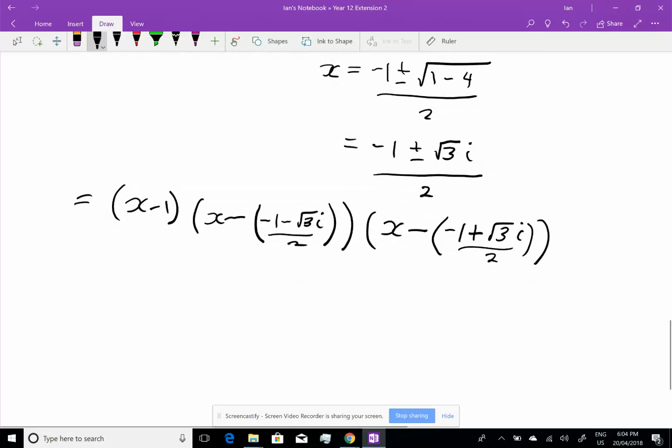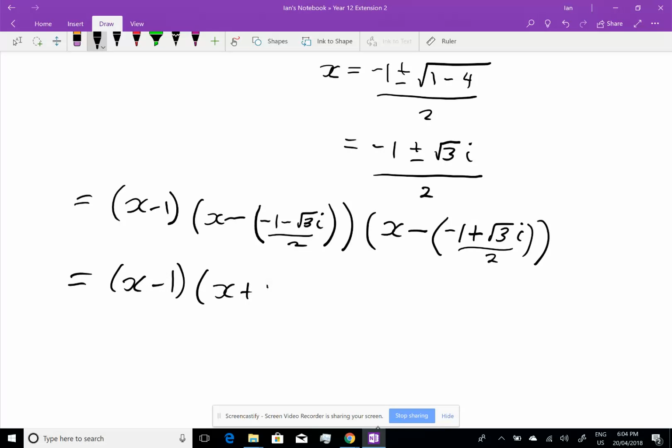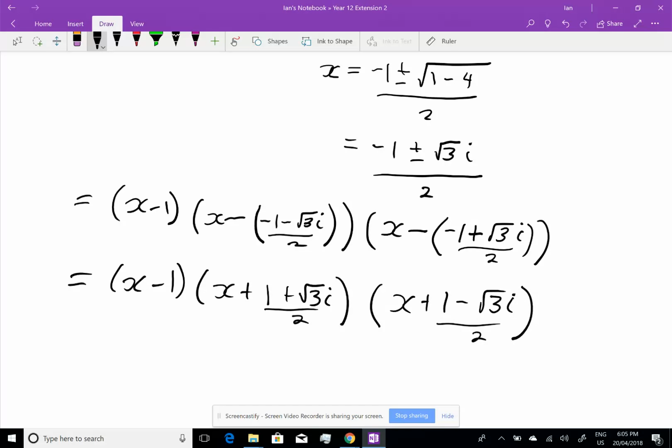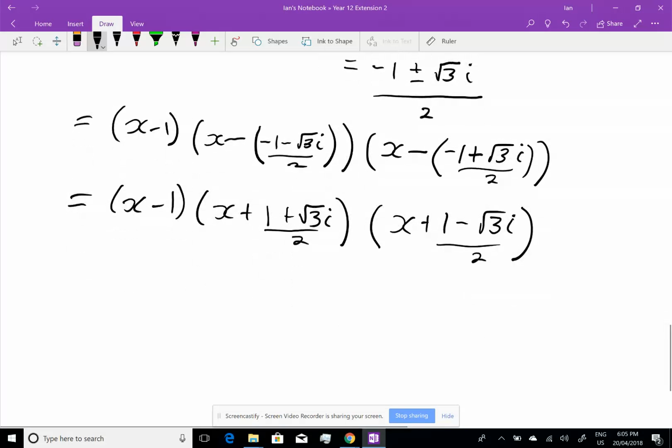And let's see how that pans out. What do I get? x minus 1, x plus 1 plus root 3 over 2 i, and I'll get x plus 1 minus root 3i over 2. Is that right? Yep, that's right.